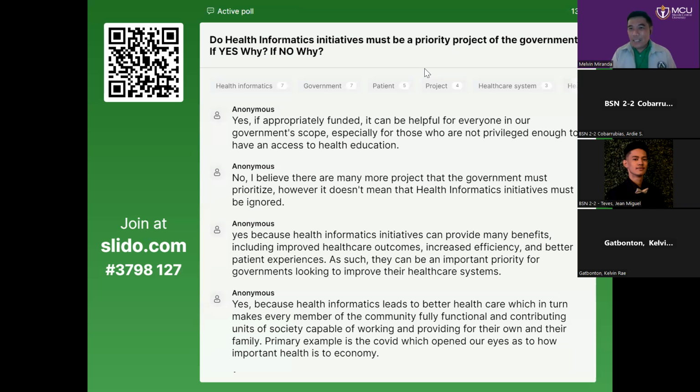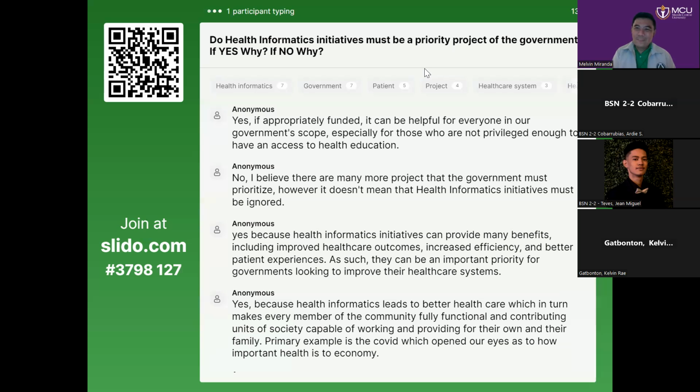Okay, I think I see a raised hand. I think it's Jean. Mr. Teves, I think you raised your hand. Yes po. Yes, you're acknowledged. For me, yes po din. Kasi in today's data-driven world, health informatics has become an increasingly important field po. Kasi the ability to collect and analyze large amounts of health data po can lead to improved patient outcomes and more efficient healthcare delivery po. For example, yung EHRs can improve on the accuracy and the completeness of patient information, reduce the risk of medical errors, and help healthcare providers make more informed treatment decisions po.